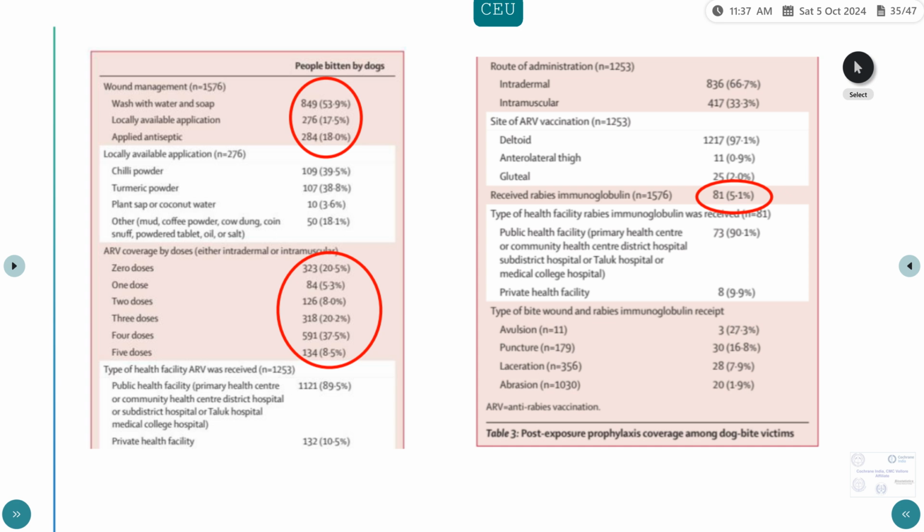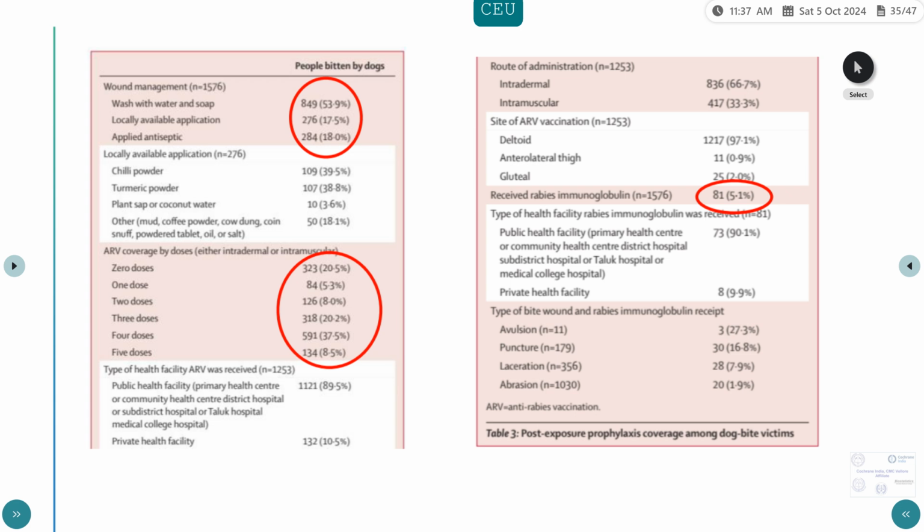Then ARV coverage. So if you can see, 20.5% people did not seek any vaccination at all. Out of the people who sought vaccination also, only 40% completed their course of vaccination. So 60% of people who did seek vaccination did not complete the course, whether it was 4 or 5 as determined by the local public health facility which they went to. Then type of health facility, among 90% people was public health facility and not private. Route of administration, 66% was intradermal, and site of ARV vaccination mostly was in the deltoid region.